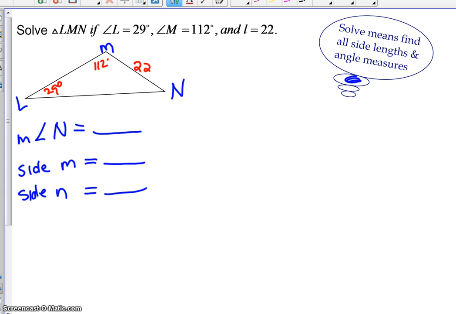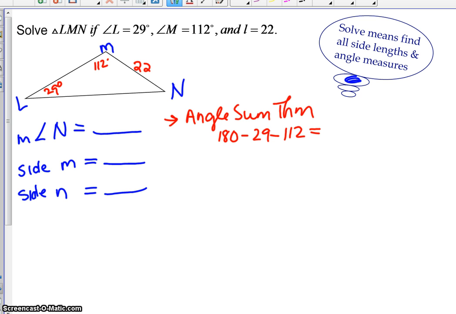I think the easiest to find, first of all, is the measure of angle N. We are going to use the angle sum theorem. That angle sum theorem, I'm going to use THM for theorem, tells us that all angles in any triangle always add up to 180 degrees. I call it the 180 rule. So what I'm going to do is take 180, take away 29, take away 112, and I'm going to get 39. So my missing angle here is 39 degrees.